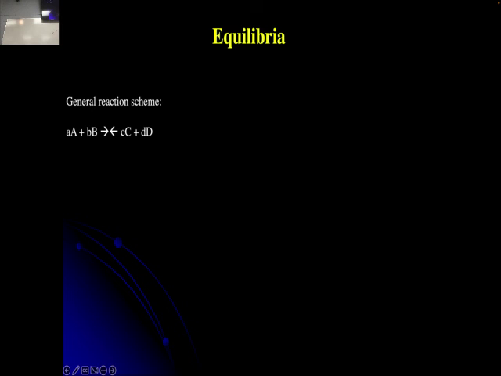Things aren't changing, right? However, if we just threw A and B together to make C and D, at the time we did that, we wouldn't have any C and D. And then we come back tomorrow, we'd have more C and D. We would know that we weren't at equilibrium yet because things were changing still, right?